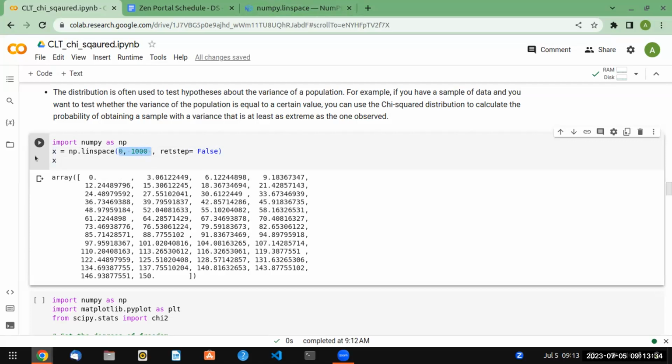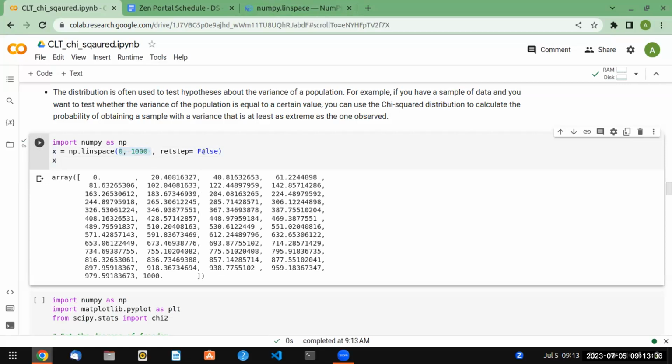50. That means 50 numbers will be there, but what will the space between each number be? 20, 40, 60, 80, like that.